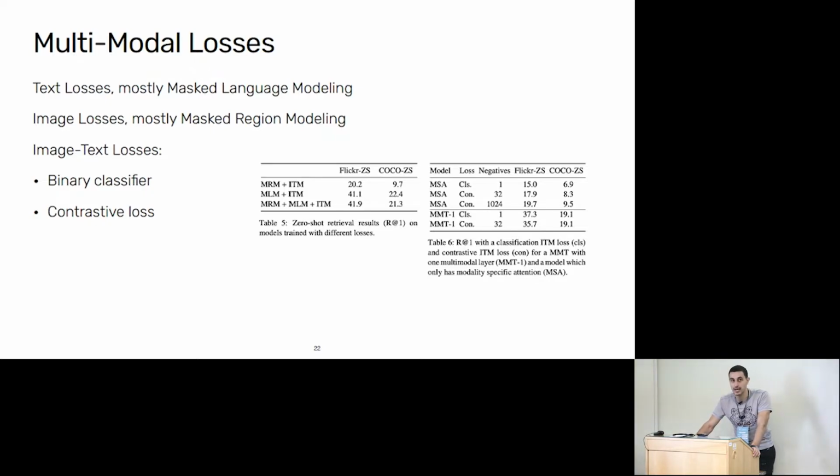The first one is pure text. The second one is just images. And the third one is the matching part between the images and the texts. And this can be done in a couple of ways. The most obvious one, I guess, for people who practice classical machine learning, is the binary classifier. The one that is more important for the purposes of this talk, and the one that we'll concentrate on, is the contrastive loss.